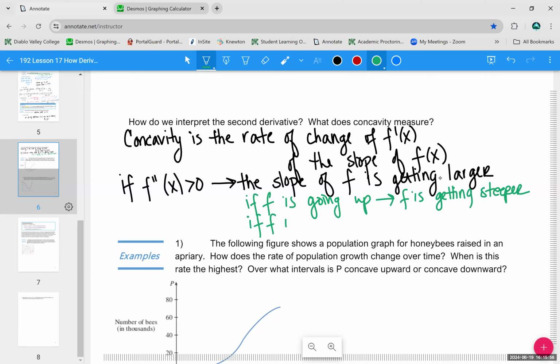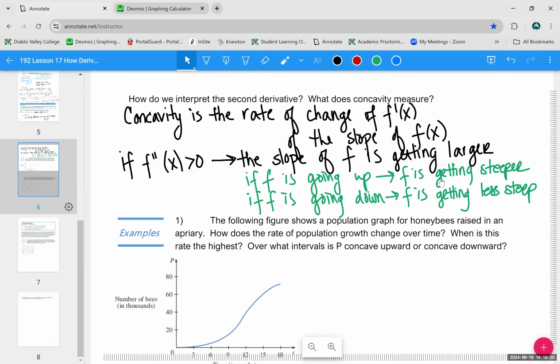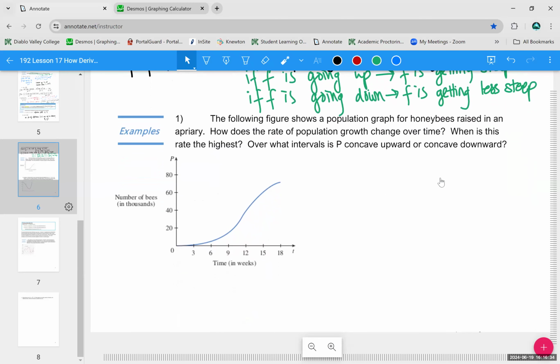But if f is going down and its slope is getting larger, that means it's getting less steep. So it is a little bit more of a problem solver, of a deeper thought. You can't just look at it and say, oh, it's getting steeper or it's getting less steep, because you have to look at both the second derivative and the first derivative. So let's look at an example here.